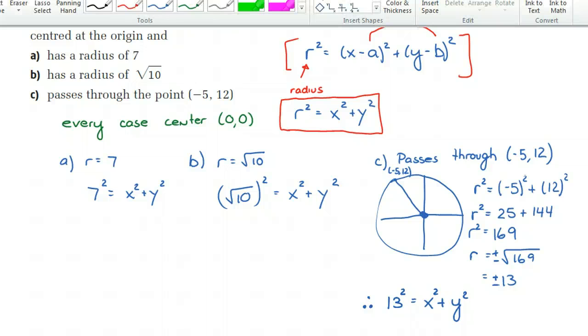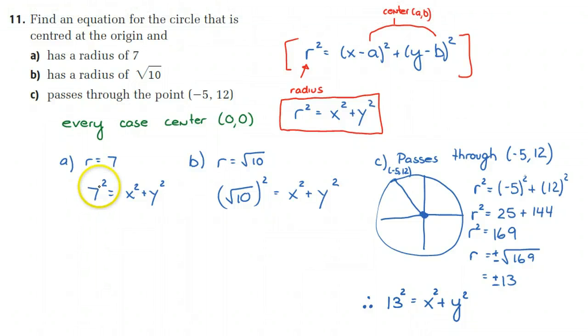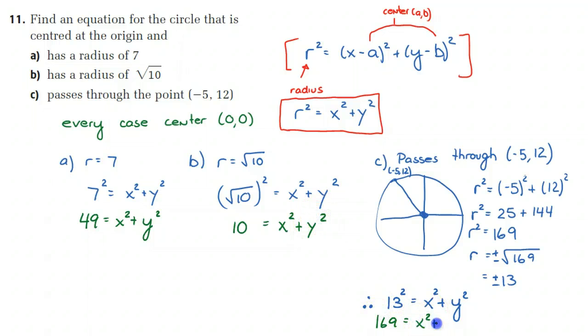One last little point on this question is that some students would actually take this and write this, which is perfectly valid. They've just gone and squared the 7. Likewise, they could do this here, and same here, they could say 169 is equal to x squared plus y squared. This is perfectly valid, but the thing that I don't like about this is that since we squared r now, I have to do some mental math in my head to figure out what the radius is in each of these cases. I hope this video helped.